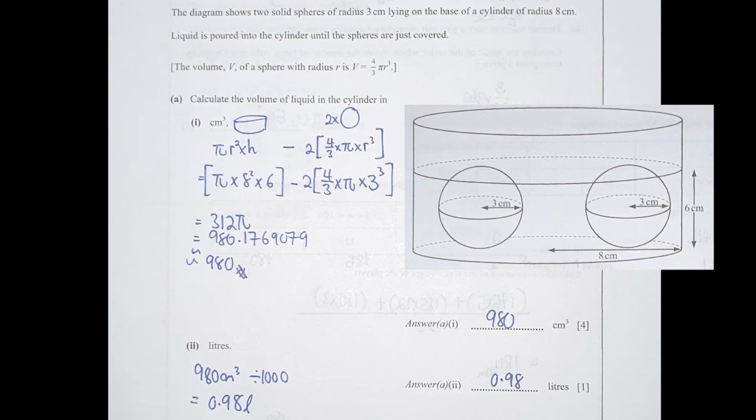Convert this into liters. Do take note that 1 liter is actually 1000 cm cubed. So you take 980 divided by 1000, and you will get your result as 0.98.